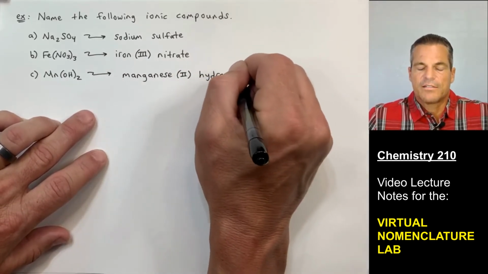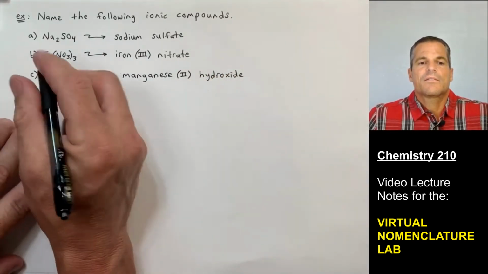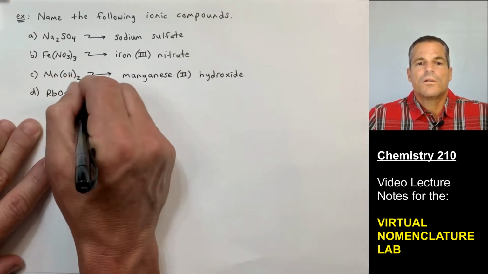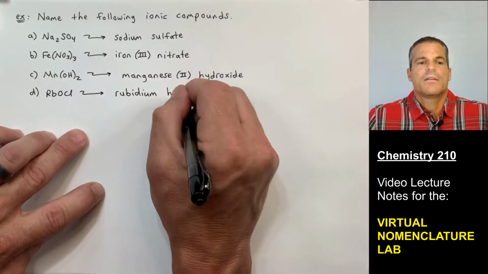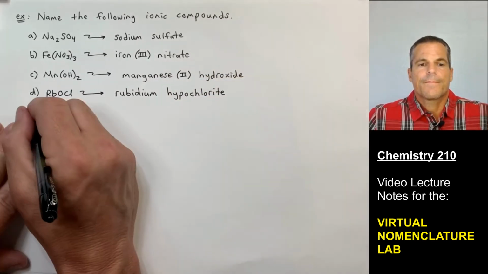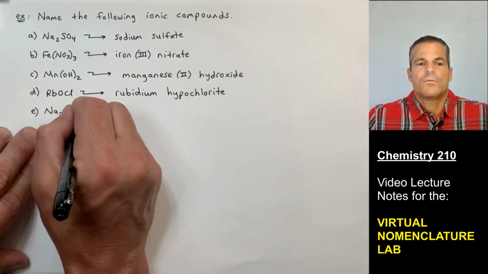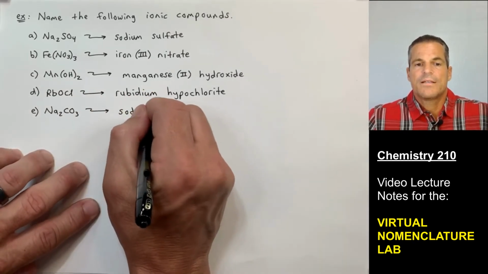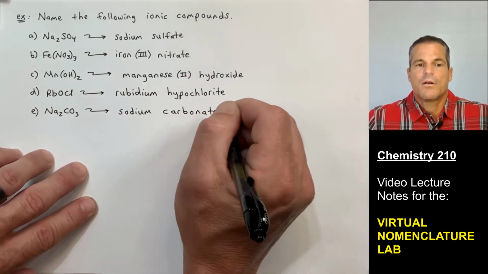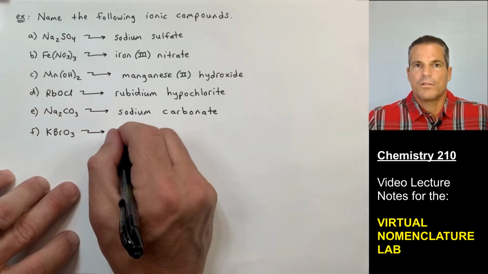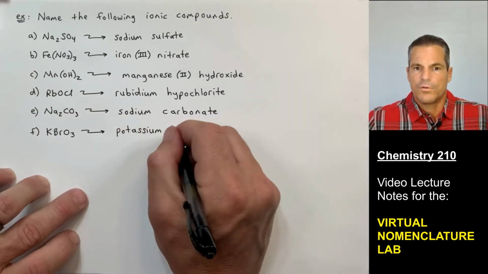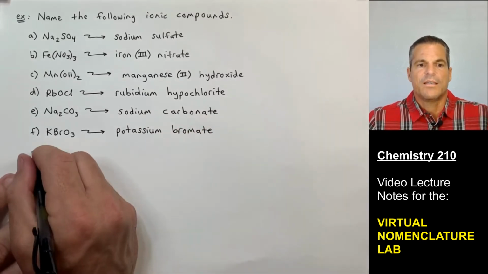We'll come back to that in a second. C, this is going to be manganese(II) hydroxide. We'll also come back to that one in a second. D, RbOCl. Well, this is rubidium hypochlorite. Rb is group 1. It's always a +1. We don't even have to do anything about looking up its charge. There's no Roman numeral. Same thing right here in E.